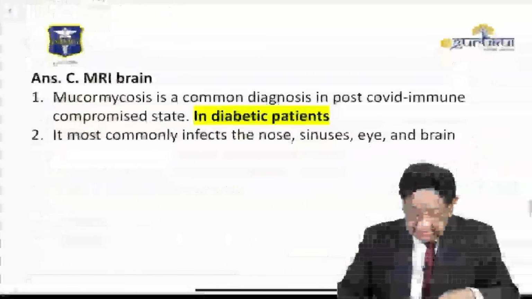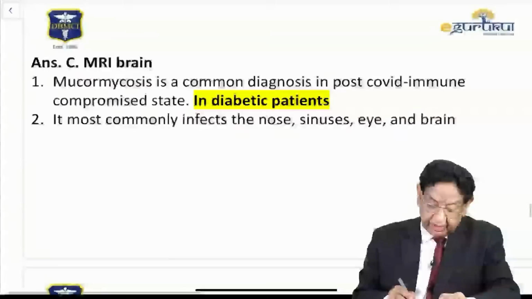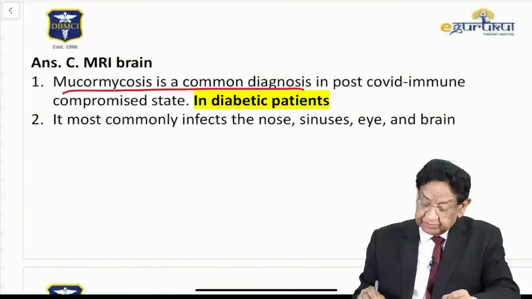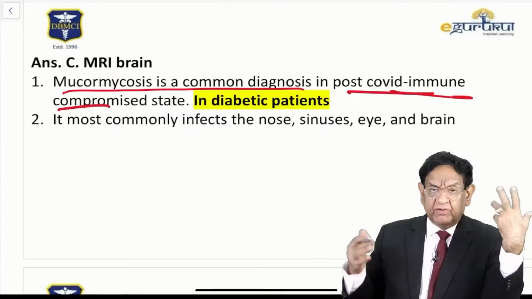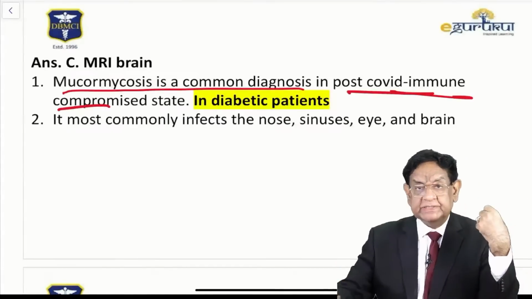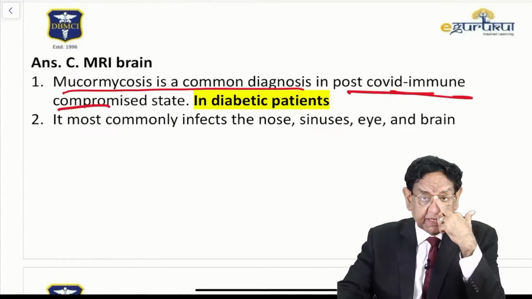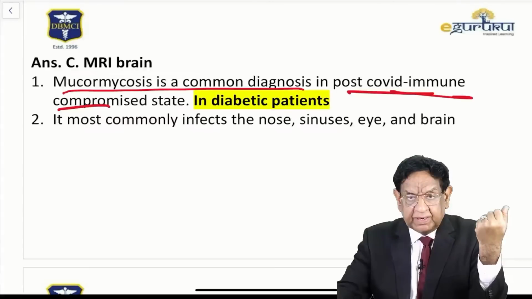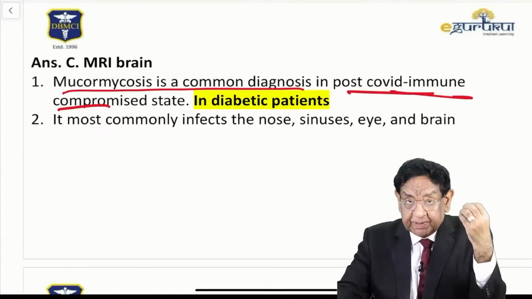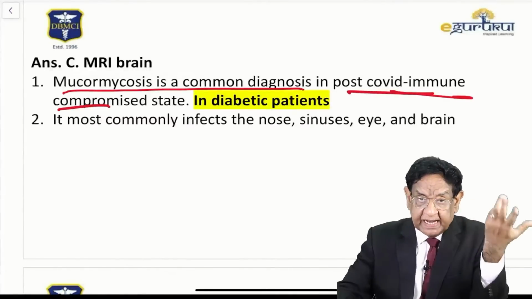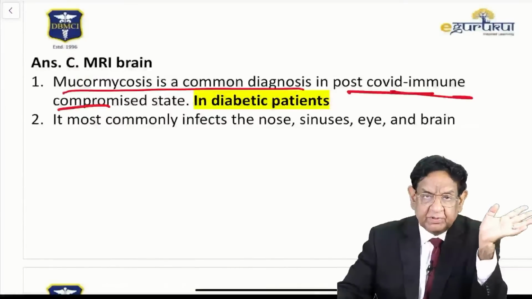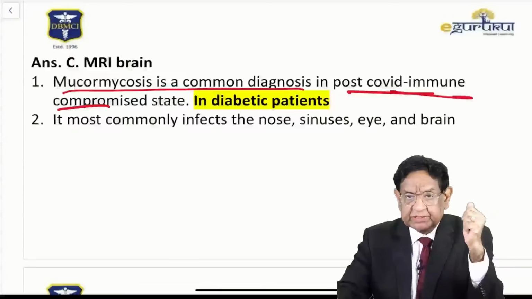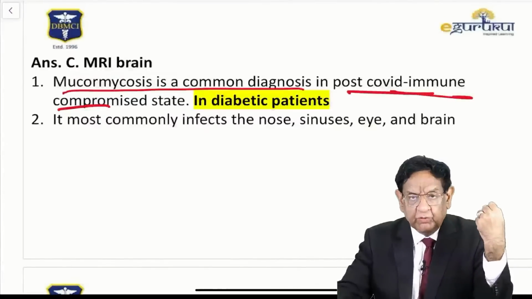Well, the right answer is MRI. This is a case of mucormycosis, a common diagnosis in post-COVID. Immune compromise, especially diabetes. In fact, it has come more into notice after COVID, but it was there before, very common. It's a complication of uncontrolled chronic diabetes.